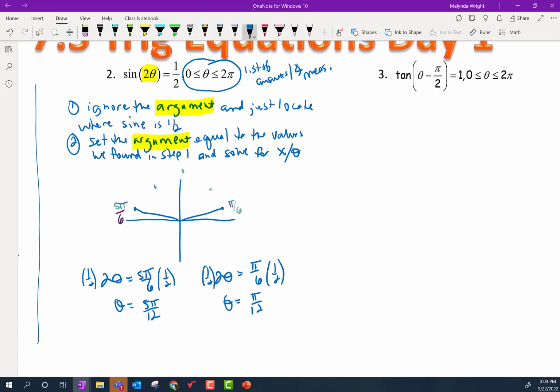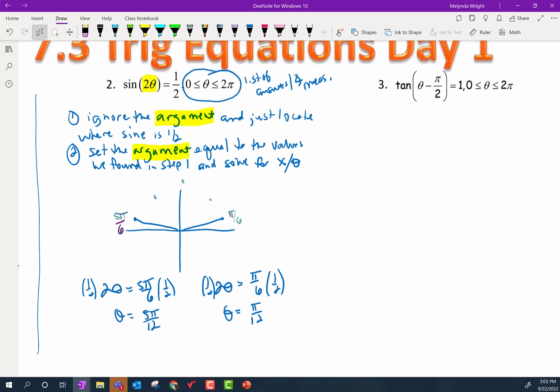So what do we do? Let's think about what this normal period is. So let's go up here. The period equals 2 pi over b, which is 2. So this period is pi.